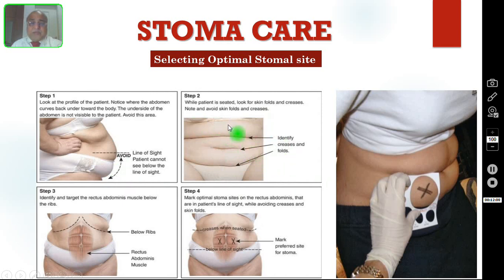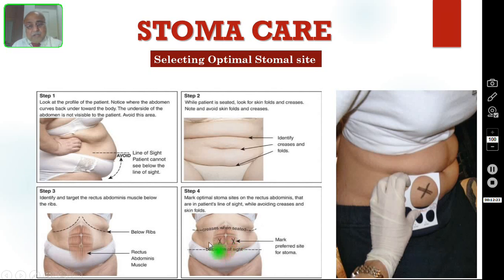Ask the patient to sit down on a stool or a chair. Look for these skin creases. You have to avoid all these skin creases. It is better to select the stoma site below the costal margin and in the area of the rectus abdominis. Here you have to select. So you have to mark here.